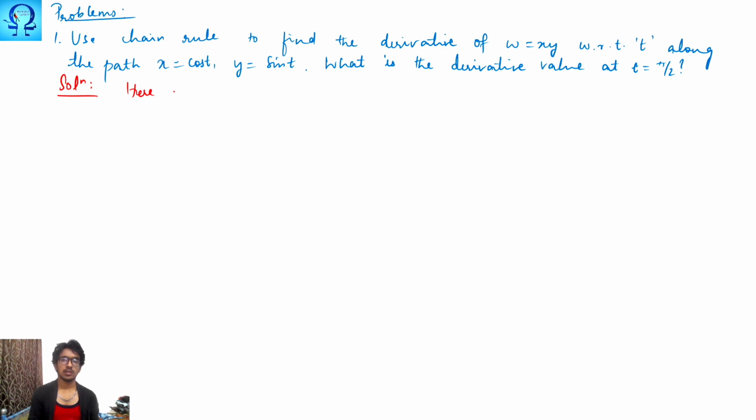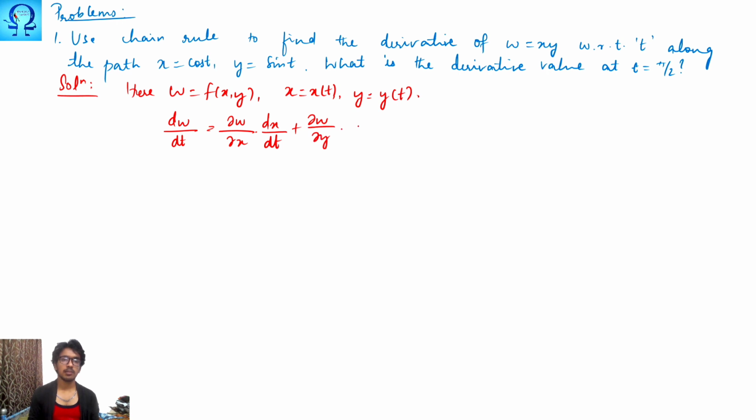So here your w is a function of x and y, your x is a function of t and y is also a function of t. So when you plug these values of x and y into w, you are going to get w as a function of a single variable. Hence you can find dw upon dt, which is del w upon del x multiplied with dx upon dt plus del w upon del y multiplied with dy upon dt. Okay, so let us find these values now.